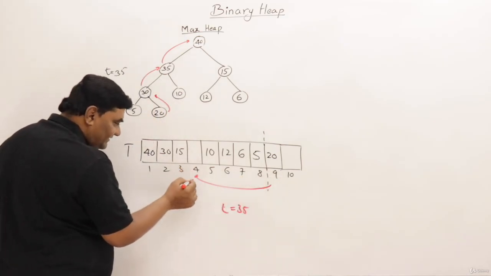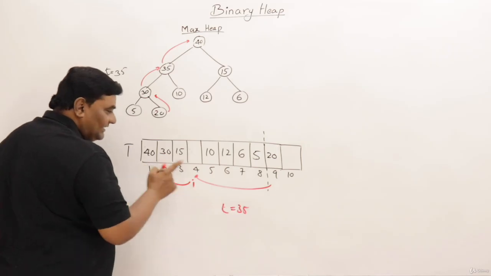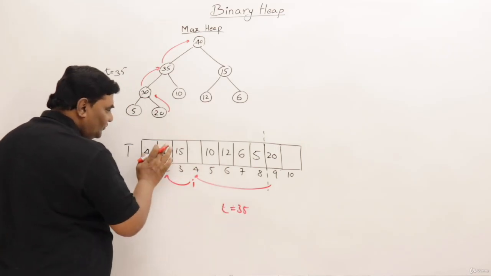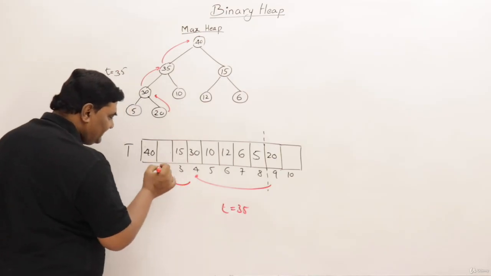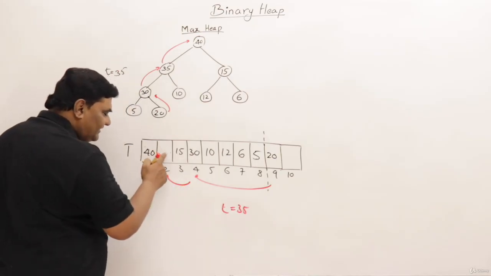So where is the parent? 4 by 2 is 2. 35 is greater than this one. So move 30 also to this place wherever I is pointing. Then move I to this place. Now from here compare with the parent.